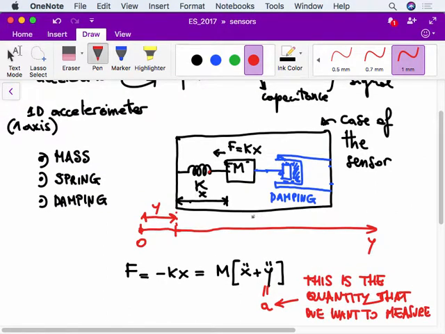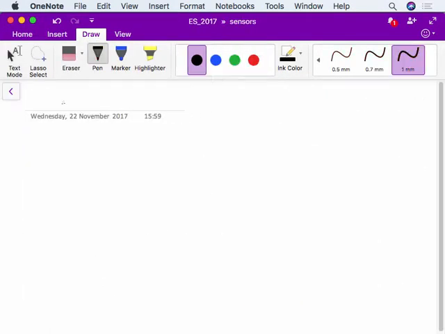Now this is pretty clear, because if you look at this expression, basically we want to measure A, but we can transform A into x, and x is the displacement, which is the relative position of the mass with respect to the case. And in order to understand why we are transforming the acceleration into x, we simply write again this expression, but by applying the Laplace transform. So let us do it.